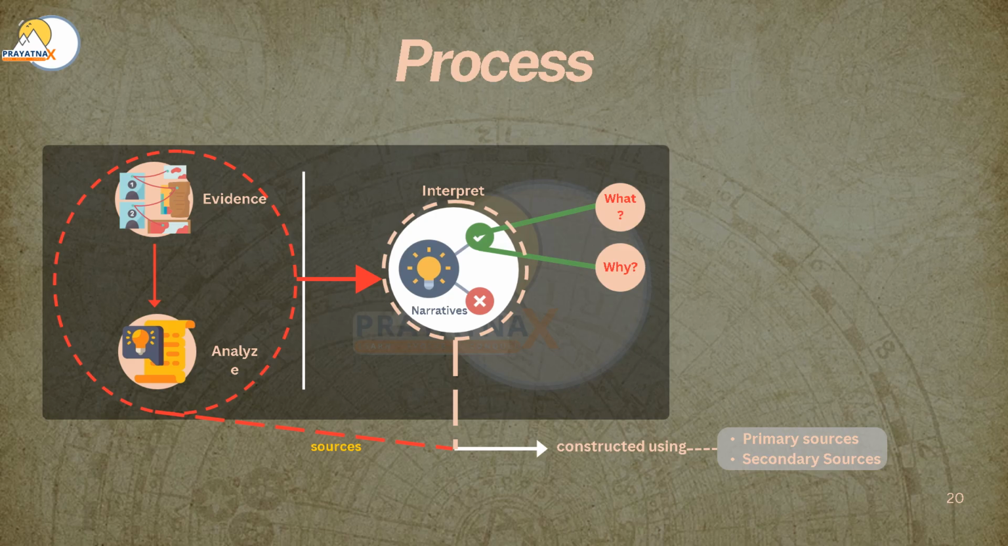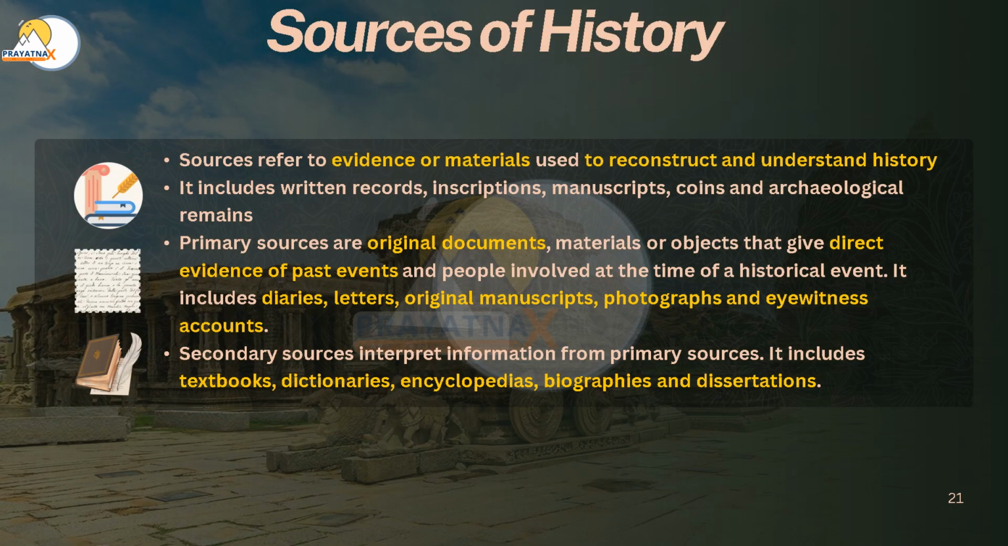Now, moving on, when we talk about sources, we usually mean the sources which give us information about the events of the past time. These may refer to the written evidence or materials used to reconstruct the past or understand the history. Broadly speaking, this may be classified into two. It may be classified as primary sources or secondary sources. Very simply, primary sources are those which are the original documents, materials or objects. It gives us direct information about the past events.